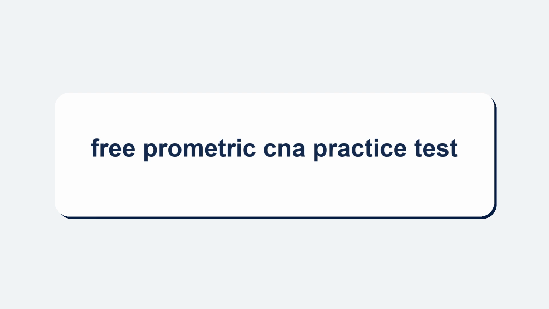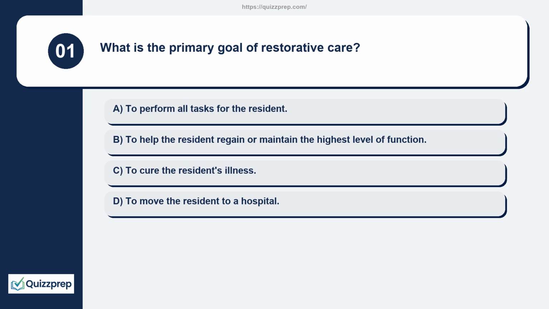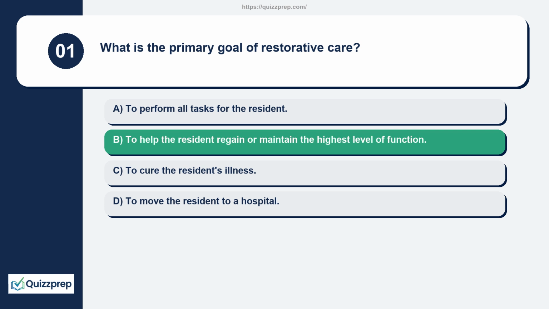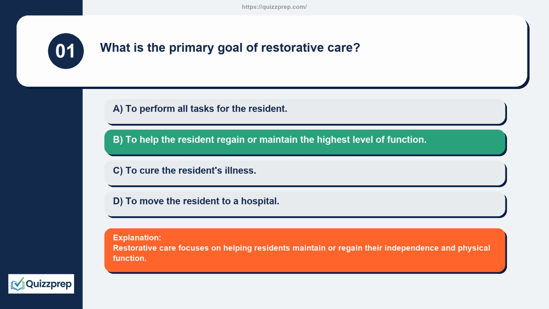Free Prometric CNA practice test. Question 1. What is the primary goal of restorative care? To perform all tasks for the resident. To help the resident regain or maintain the highest level of function. To cure the resident's illness. To move the resident to a hospital. Restorative care focuses on helping residents maintain or regain their independence and physical function.